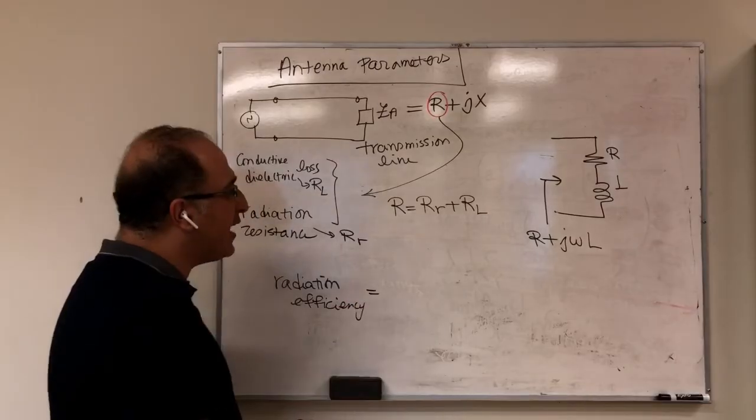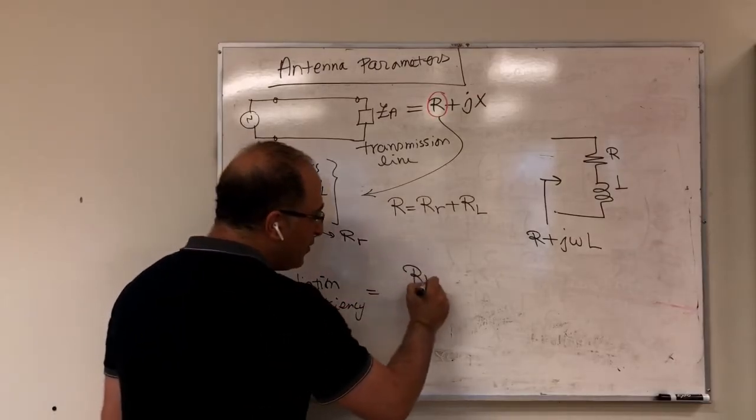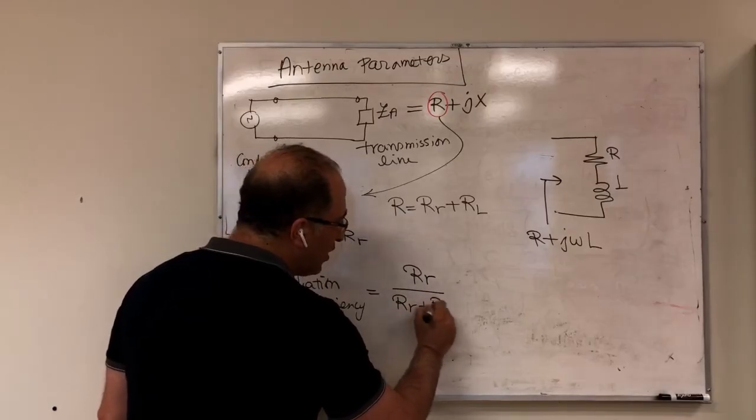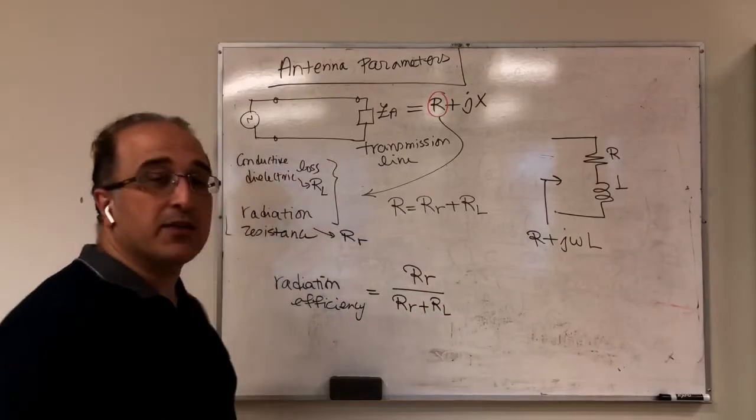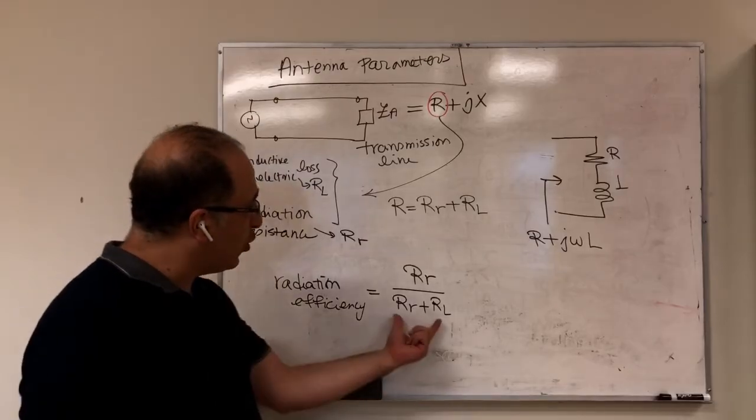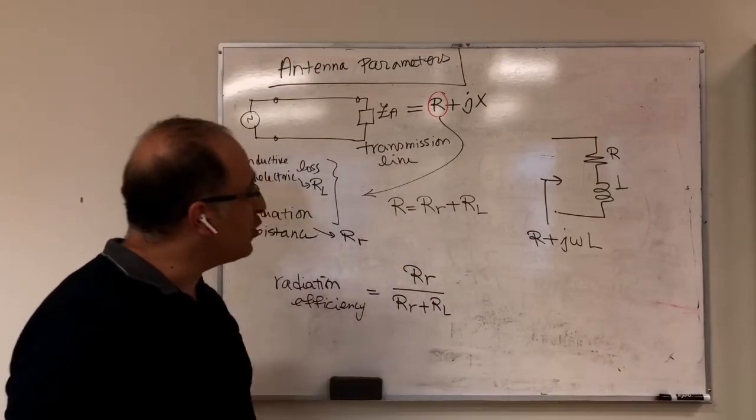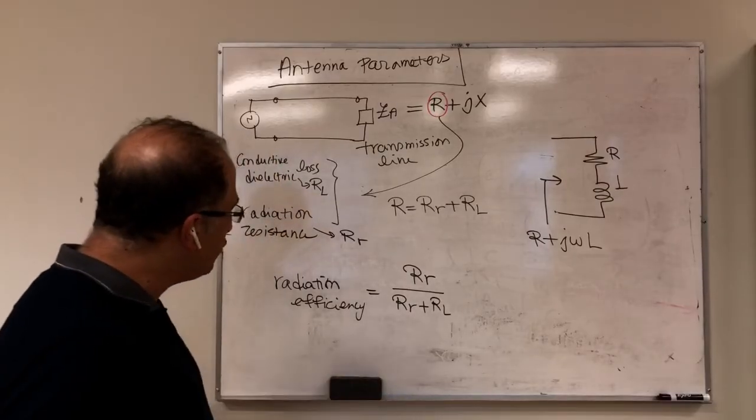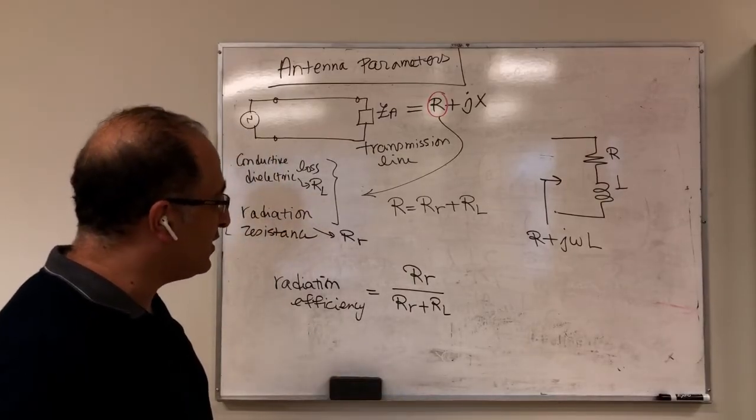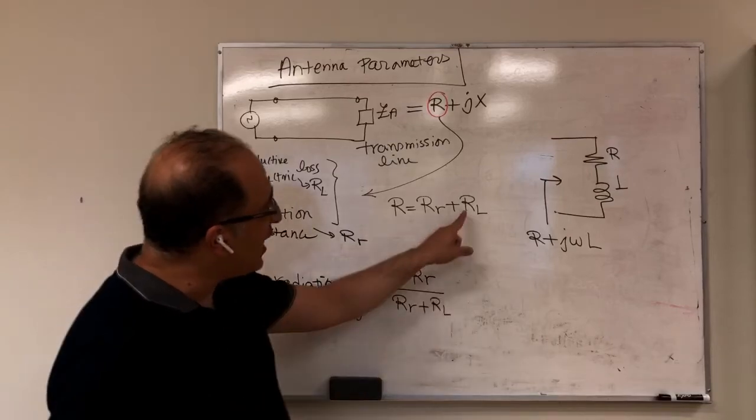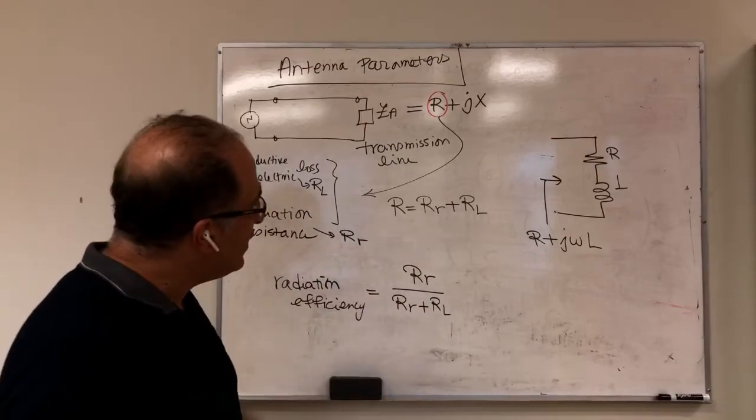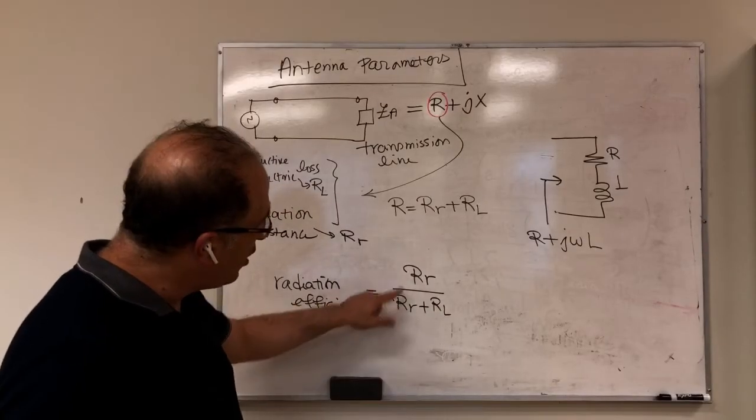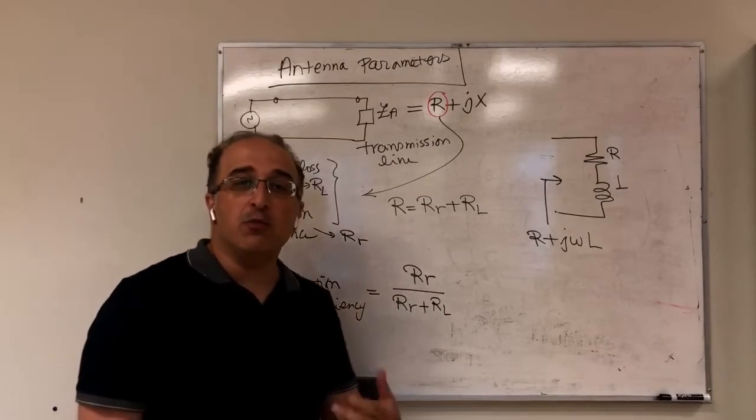And it is defined as the ratio of RR divided by RR plus RL. That's our radiation efficiency. So you see, that's the total R, and in the numerator you have only the radiation resistance. So that would be the radiation efficiency of the antenna. For example, if you don't have any loss, RL would be 0, and RR divided by RR would be 1.